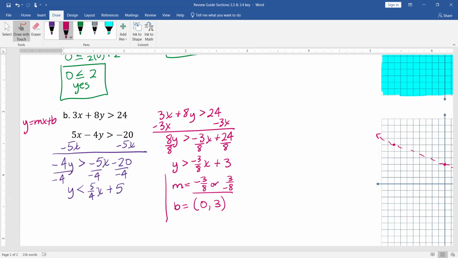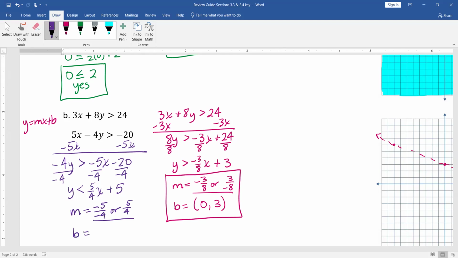All right. And I'm just going to denote that. That's what I use to make my graph. So let's do the same thing here. My slope, you can see here it's negative 5 over negative 4, or it's 5 over 4. You might use both. And my y-intercept is positive 5. So ordered pairs are 0, 5. Now that I have that, I can graph it. Also, I know it's less than, not equal to, so I'm going to try to remember to make it dashed the first time.